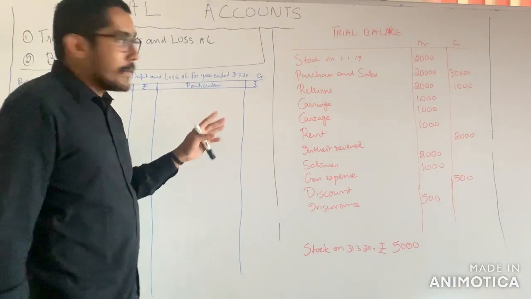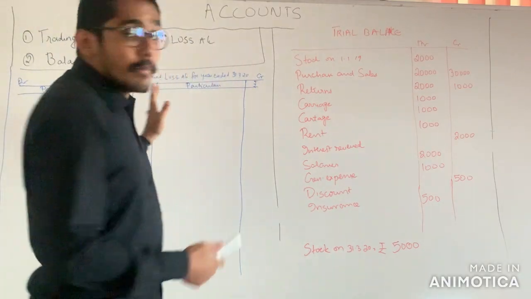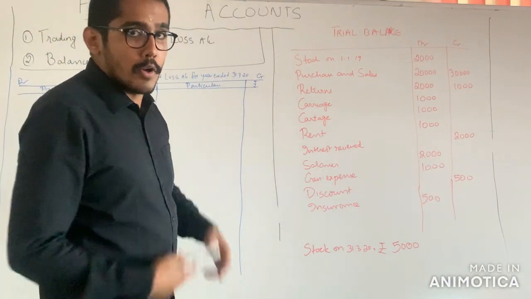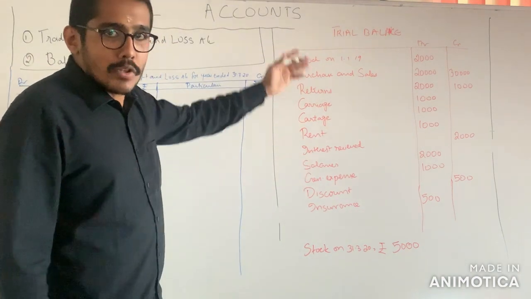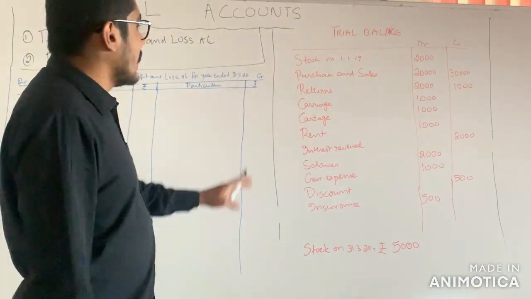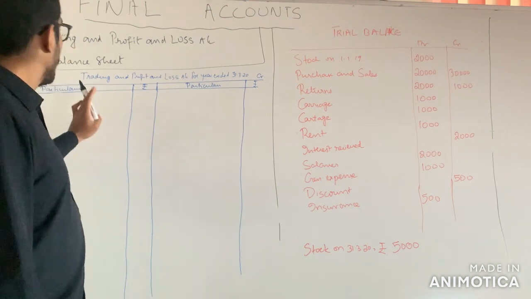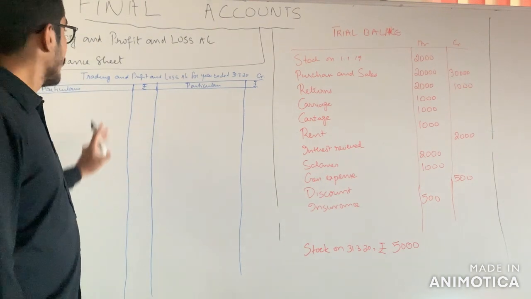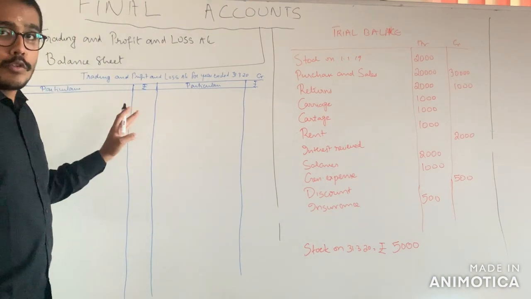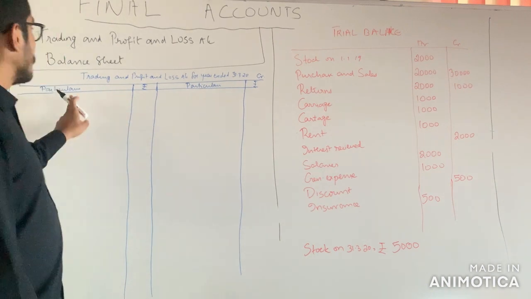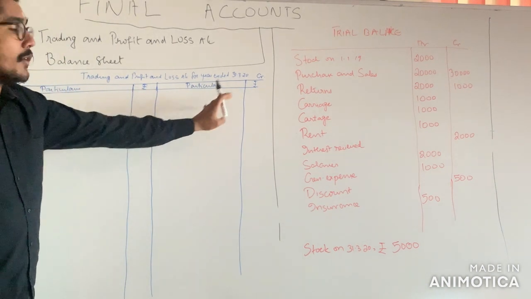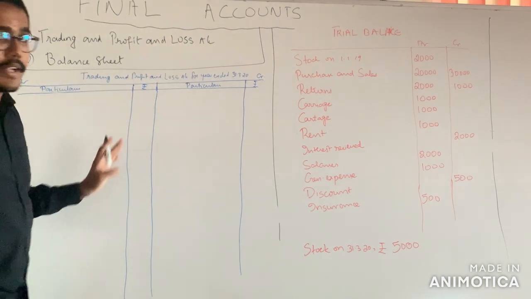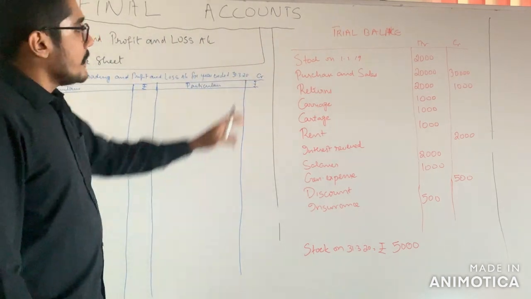So we are going to prepare the trading and profit and loss account for this problem. You just read out the trial balance, what are the items over there, and we'll be preparing the trading and profit and loss account. So if you are going to draw the trading and profit and loss account, this is the format: particulars, rupees, debit side and credit side. And moving to the question, what is that?